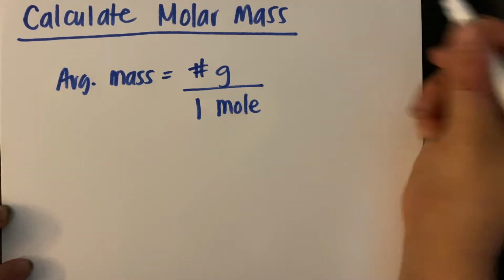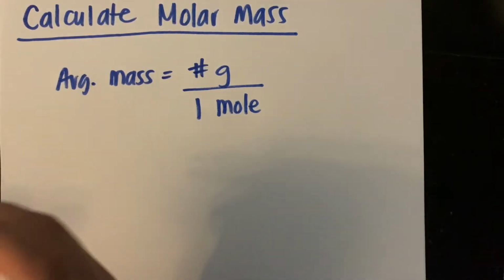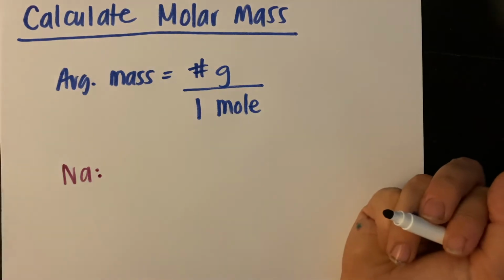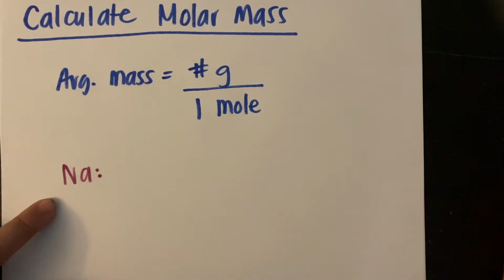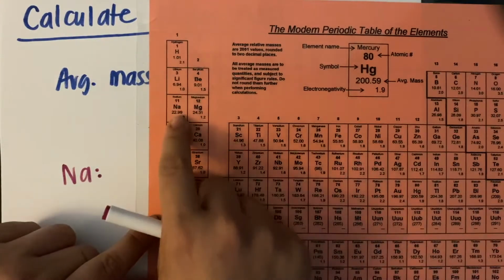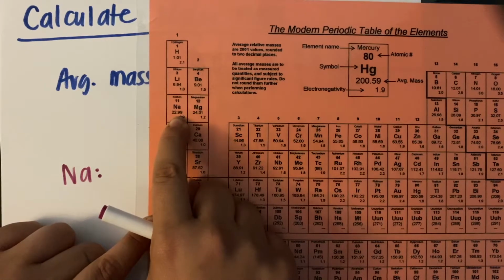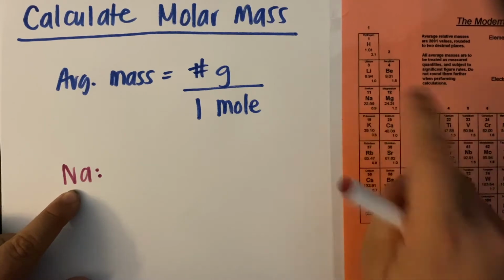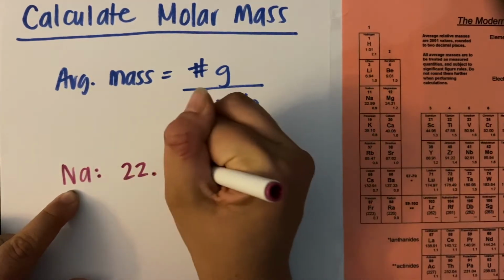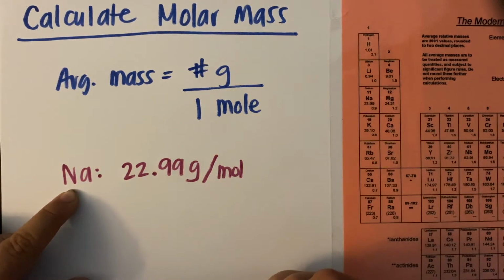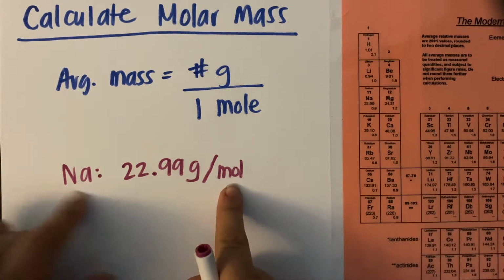So if I said I want to find the average atomic mass of sodium, what is my molar mass? If I want to say what is my molar mass of sodium, find it. All you do is you go to your periodic table, you find sodium, and it's 22.99. So your units for molar mass of sodium are going to be 22.99 grams per mole.